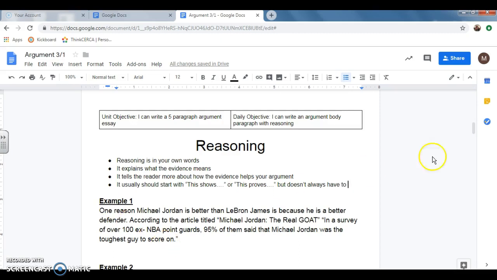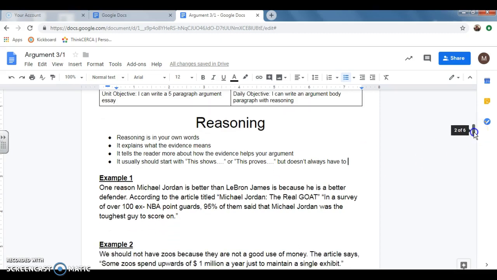Okay, so look at example 1. I'll do the first 2 for you. You're going to type along with me. One reason Michael Jordan is better than LeBron James is because he is a better defender. According to the article titled Michael Jordan, the Real GOAT, in a survey of over 100 ex-NBA point guards, 95% of them said that Michael Jordan was the toughest guy to score on. So I've got my reason here, and I've got my evidence. Now I need to reread and really think about what I'm going to say and how that evidence is helping my argument.